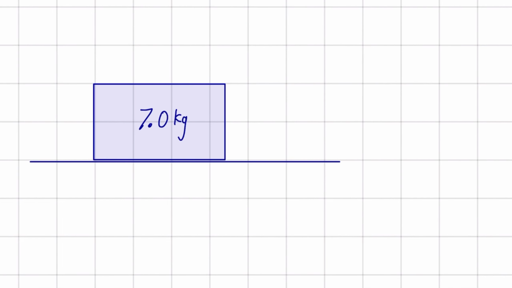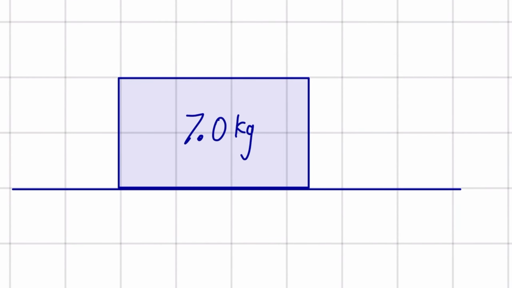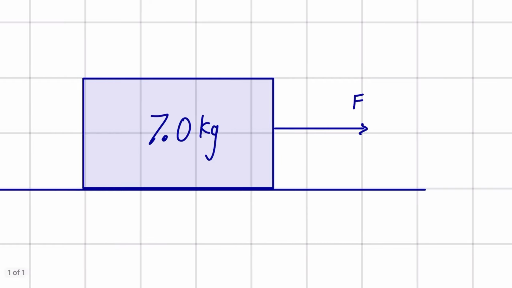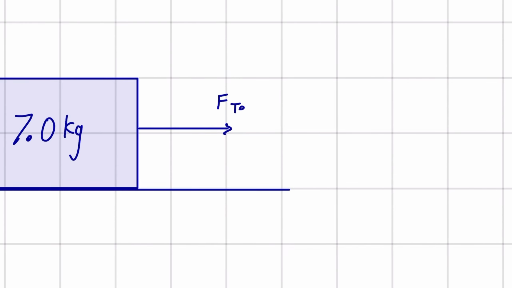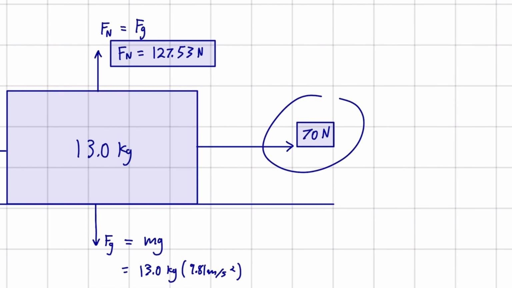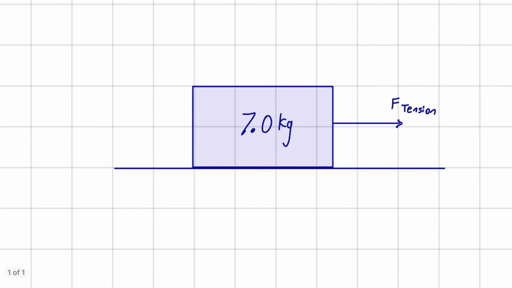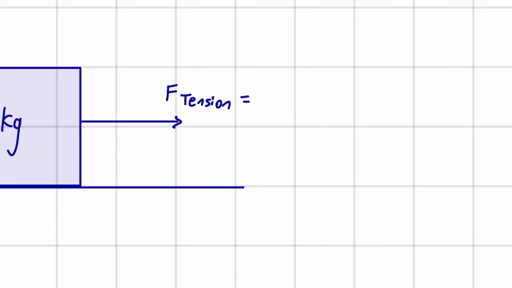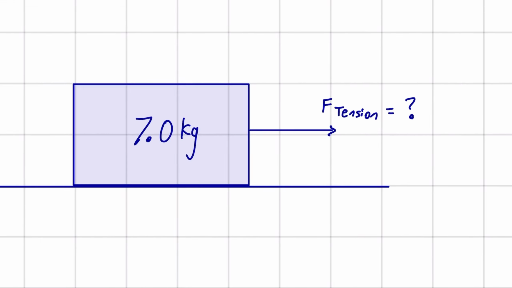And just like we were doing previously, we're going to assign the forces here. So we have a force of tension. So I'm going to write it F tension. And unlike here, we don't know what this tension is. This is the value that we're trying to find. So right now it's our unknown.